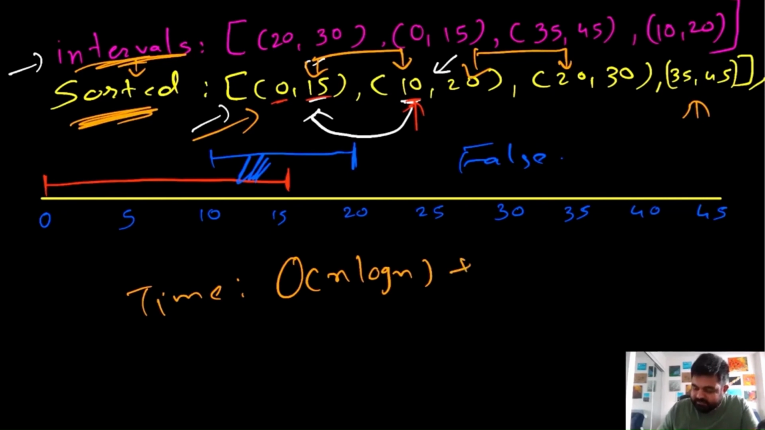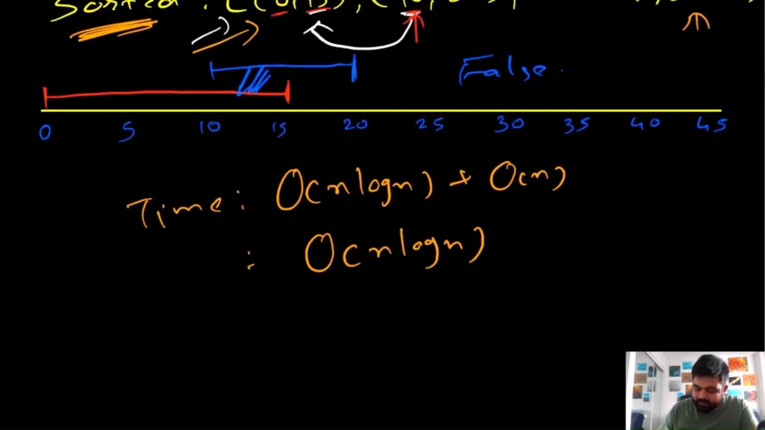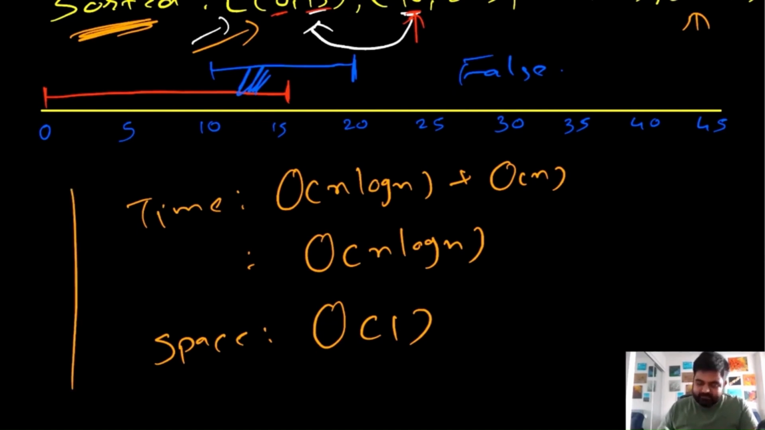So this takes big O of n time. So total time complexity can be considered as big O of n log n. And in terms of space complexity, we are not using any additional space, so we can say that we are only using constant space to run this problem. And this is the final approach.